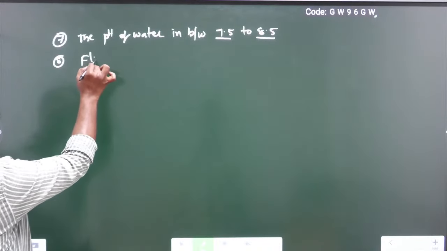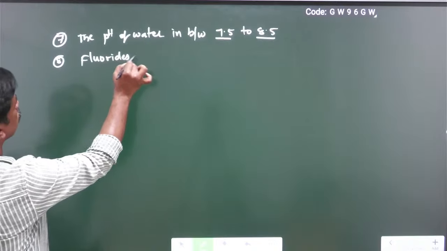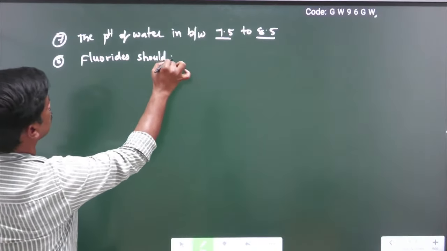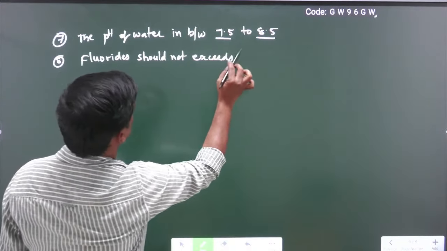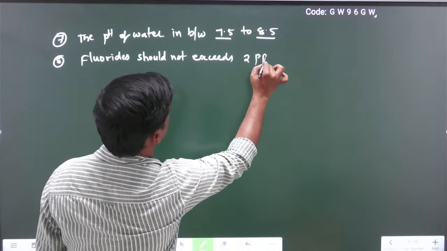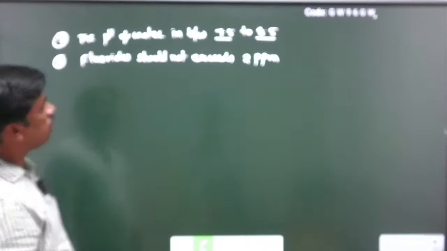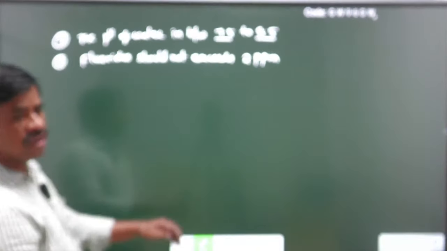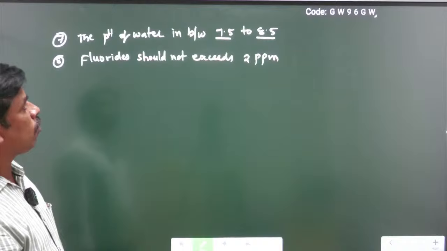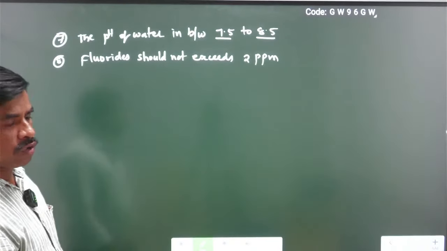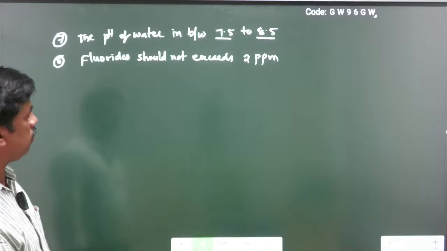And also the eighth point, fluorides should not exceed 2 ppm. Fluoride should not exceed 2 ppm. Whenever fluorides are more in water, fluorosis occurs. Mainly it causes teeth decay and bone decay, etc. It takes place whenever people drink more fluoride-containing water for drinking purposes.